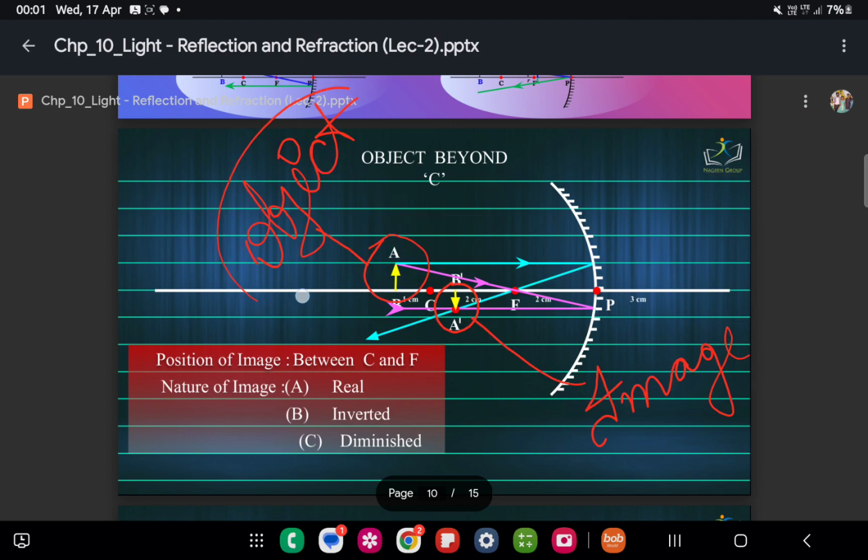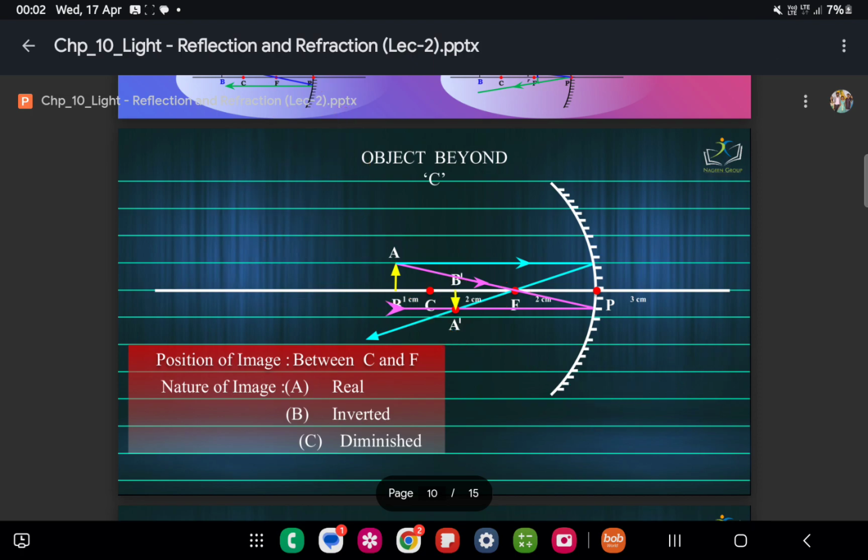Here A and B represent the object, and B dash and A dash represent the image. If the object AB is kept behind the c, we will get the image between c and f. This is the c and this is the f; between c and f we will get the image. This is the image and this is the object.